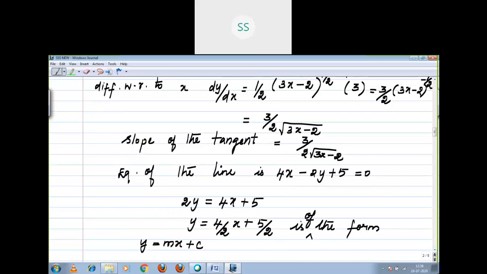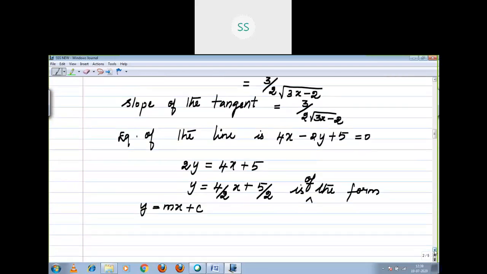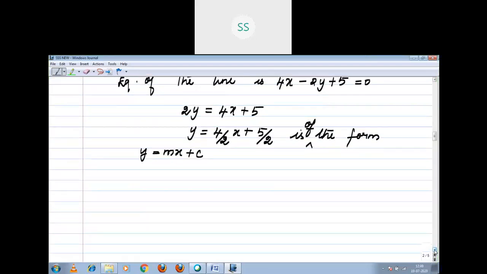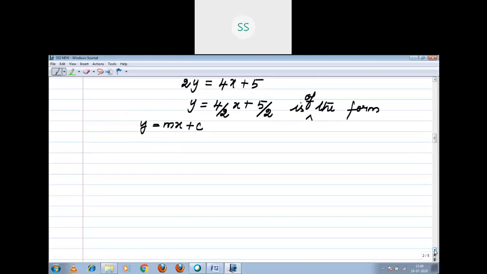If you modify, it is easy to find the slope of the line. What is your slope of the line? Anyone? I told you. Coefficient of x. Yeah, very good. What is your coefficient of x here? 4 by 2 is 2. So, slope of the line, that is m, is equal to 2. Coefficient of x is 2.